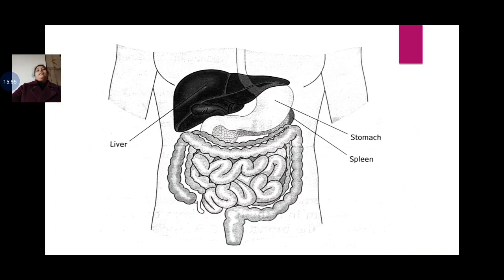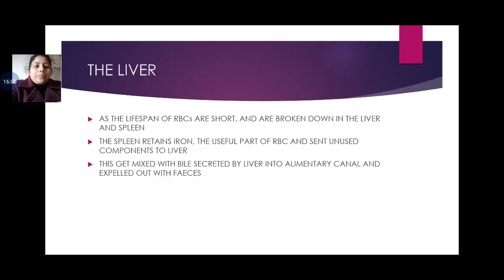The next is the liver and spleen. The lifespan of RBCs, red blood cells, is quite short. Every cell has its own lifespan. They are not immortal. When these cells break down, they also give up some waste.